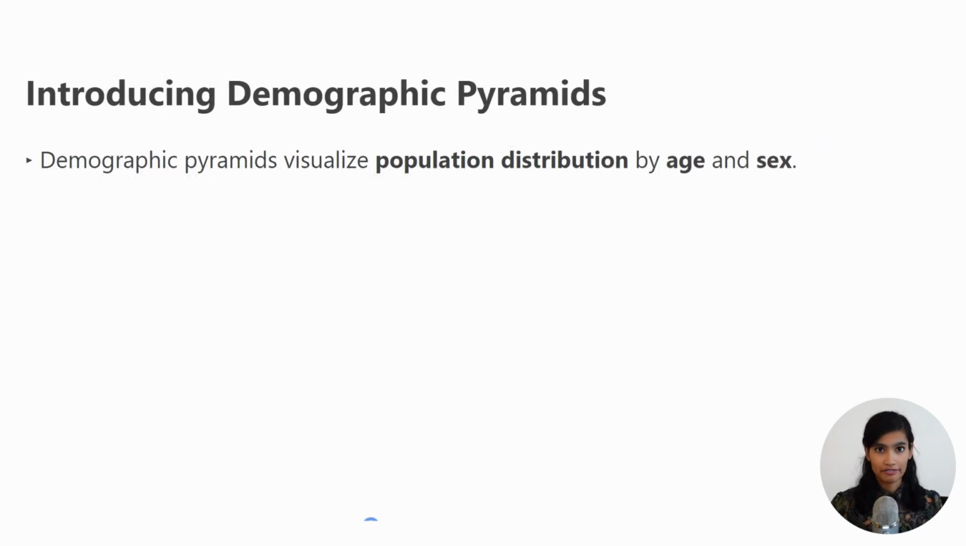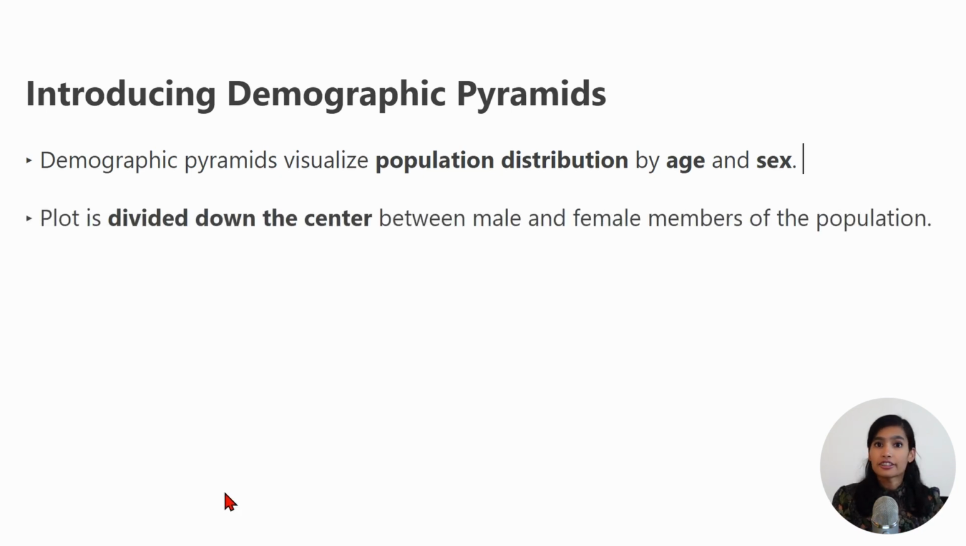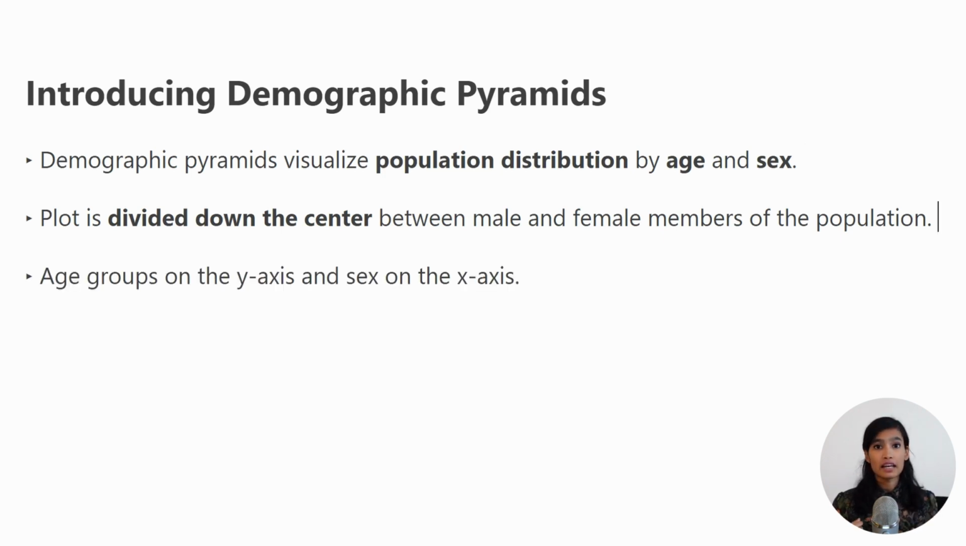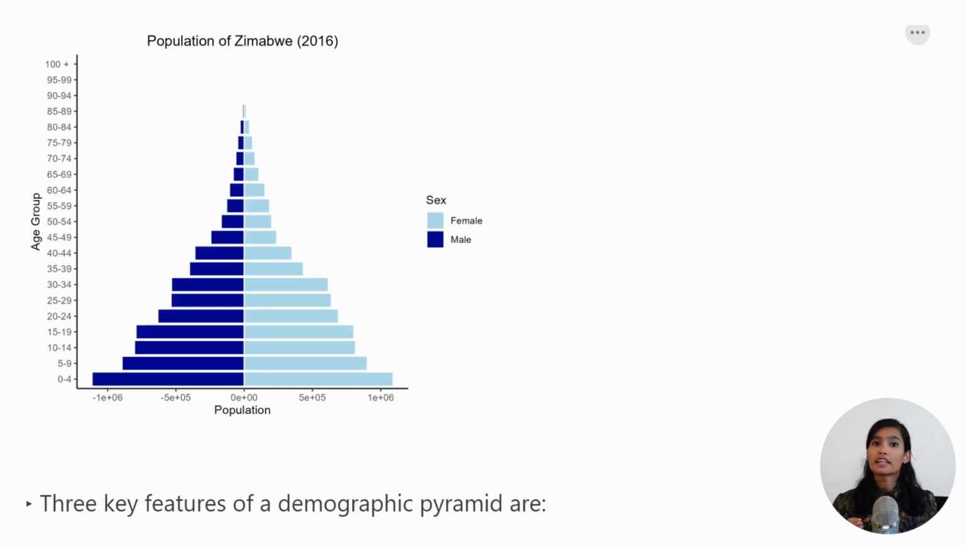So what are demographic pyramids? They're a type of graph that show the distribution of a population by age and sex. The graph is divided down the center by male and female members of the population. The y-axis shows the population and the x-axis shows the sex. The overall plot often takes the shape of a pyramid, hence the name of the graph. For example, in this graph, we see the country has a young population, which means the bars at the bottom are wider and get narrower as we go up. Hence, it makes a pyramid shape.